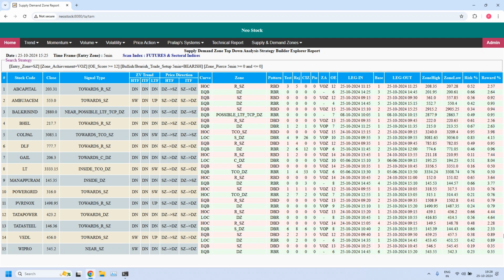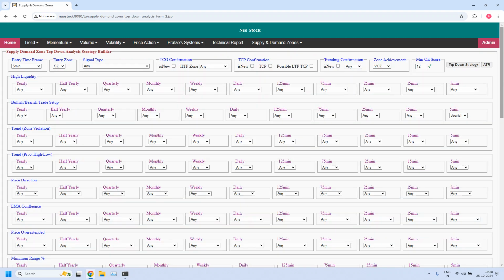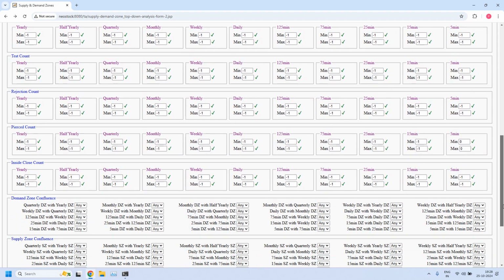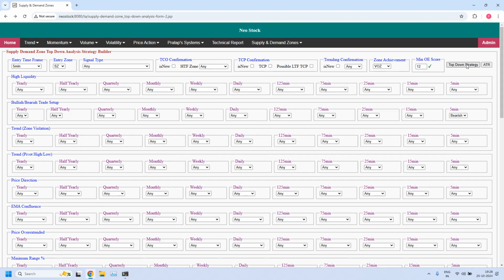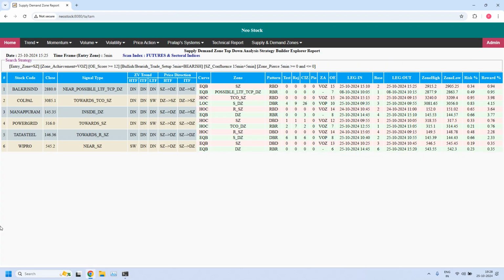But in these 15 there could be some high probability supported stocks. So first let us look for LTF, ITF supply zone confluence, that is 5-minute supply zone with 15-minute supply zone confluence. I am enabling that filter. So with this, let's verify. Out of 15, 6 stocks are filtered. In all these 6 stocks, the 5-minute supply zones are part of the 15-minute supply zones.